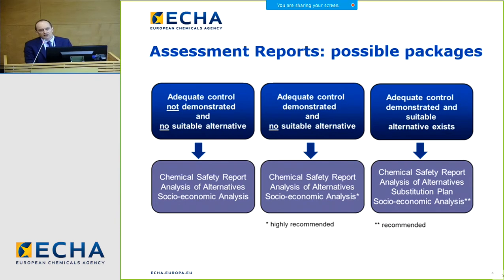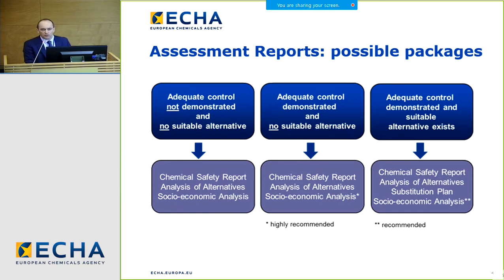Second case would be where adequate control is demonstrated and there are no suitable alternatives. In this case, again, you have to provide the chemical safety report, the analysis of alternatives, and we highly recommend that you also provide a socio-economic analysis, because RAC may disagree with your conclusions on adequate control. And if RAC disagrees with your conclusions, then the dossier drifts into the SEA route. That's why we highly recommend that you provide also a socio-economic analysis.